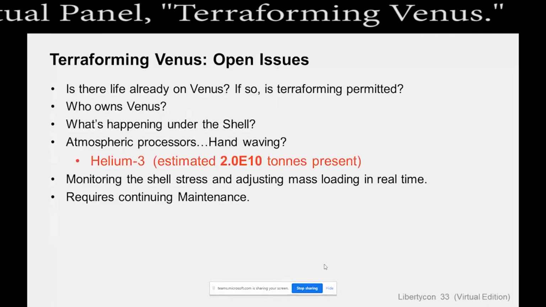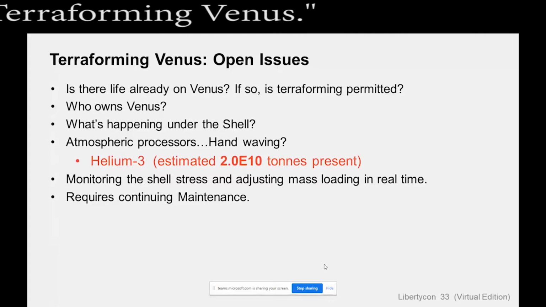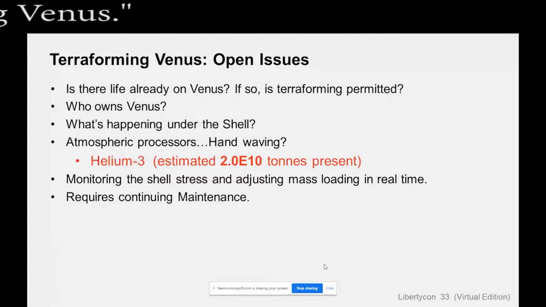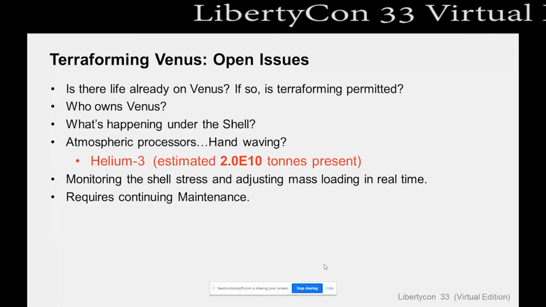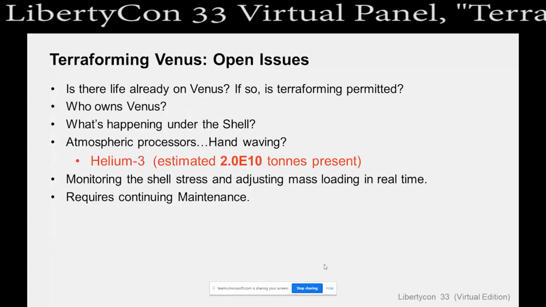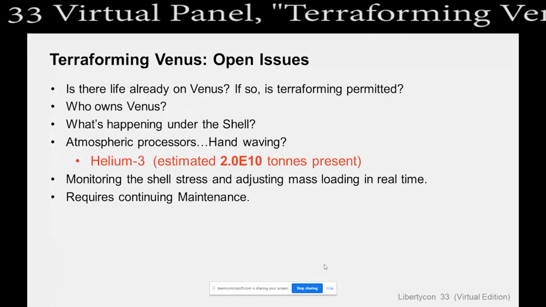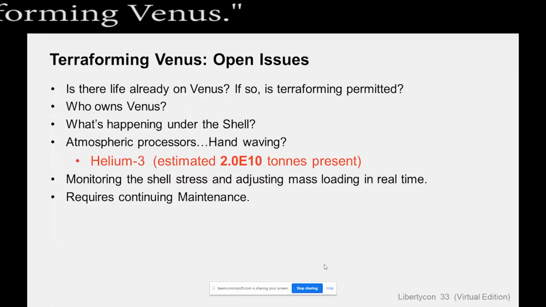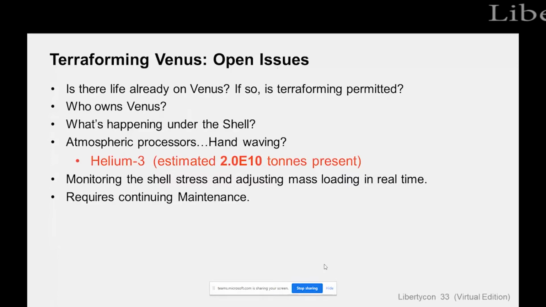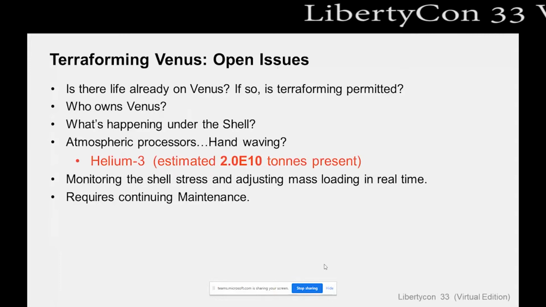A couple of open issues, open questions. There have been reports that there may be life on Venus already. Don't know that for a fact, but if there is, then we run into an ethical question. Is it ethical to terraform a planet with life on it? And I'll leave that question to others. Who owns Venus at this point? I don't really know.